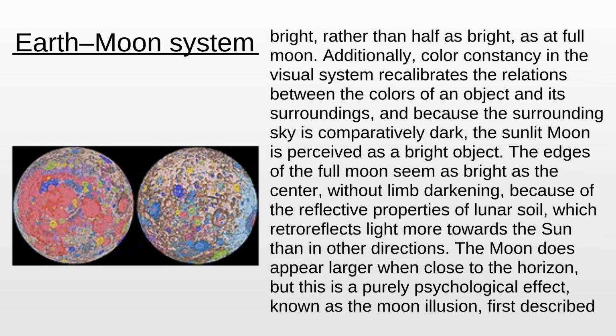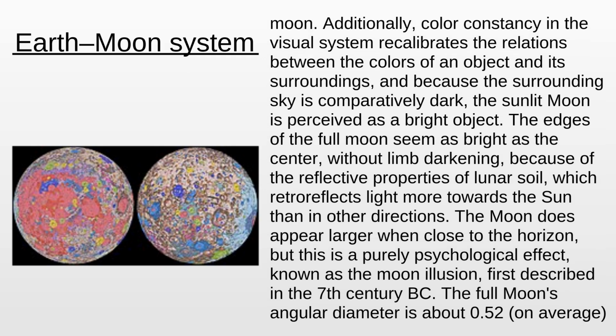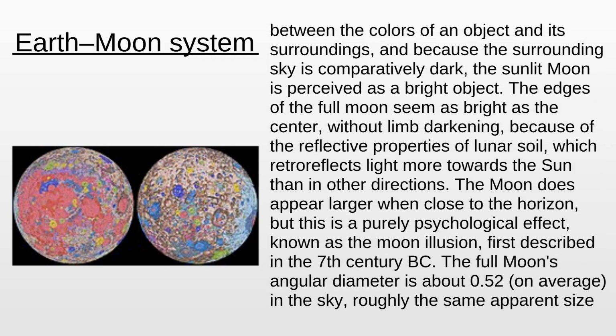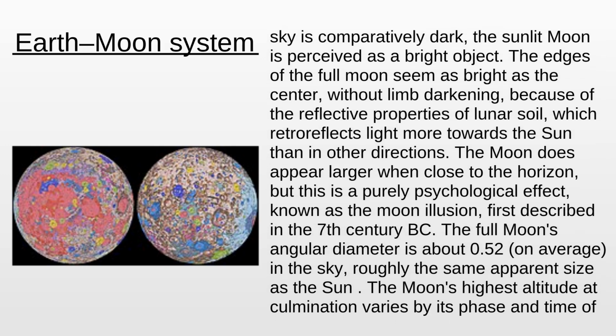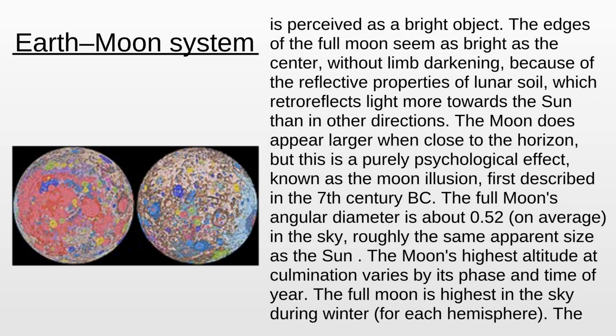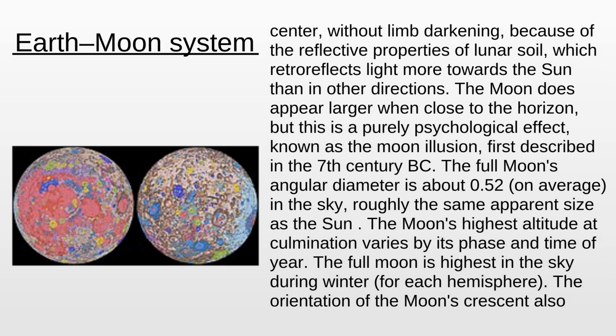Additionally, color constancy in the visual system recalibrates the relations between the colors of an object and its surroundings, and because the surrounding sky is comparatively dark, the sunlit Moon is perceived as a bright object. The edges of the full moon seem as bright as the center, without limb darkening, because of the reflective properties of lunar soil, which retro-reflects light more towards the Sun than in other directions.